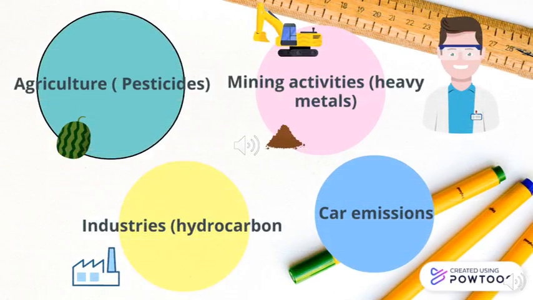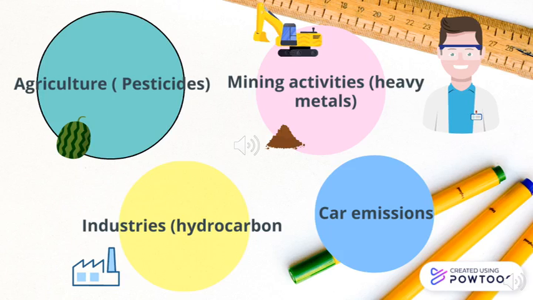So, in what kind of ecosystem does bioaccumulation occur? Actually, bioaccumulation occurs in almost every ecosystem that is contaminated with chemicals, such as the ocean, the rivers, and the peat swamp. The chemicals come from anthropogenic activities, mostly from agriculture activities, from mining activities, from industries, and from car emissions.